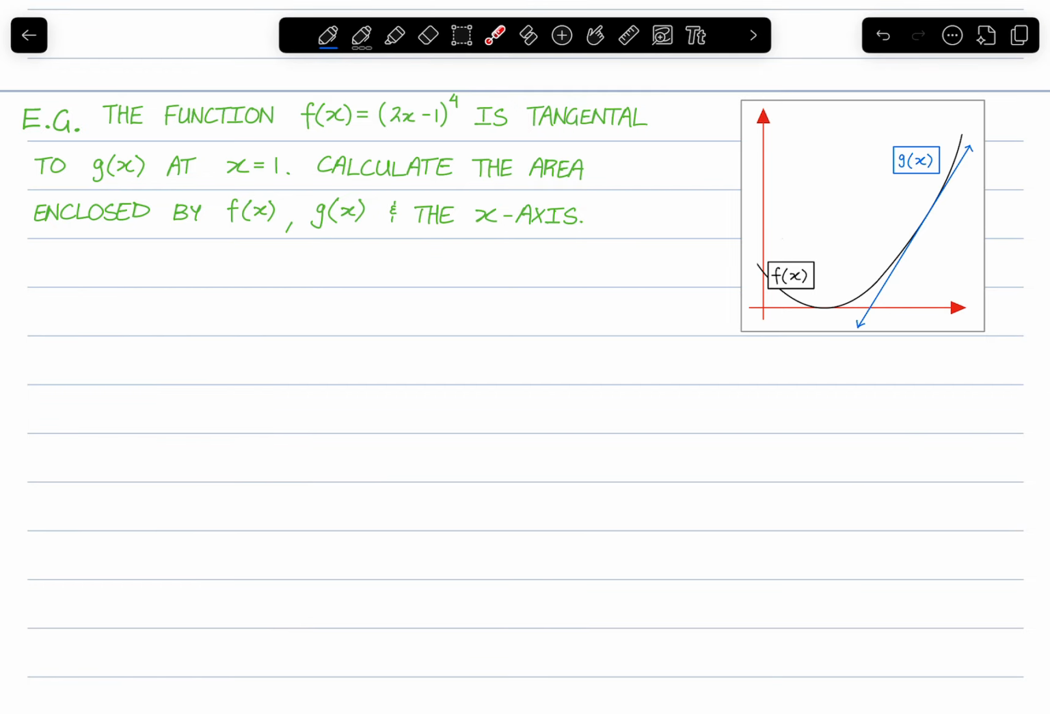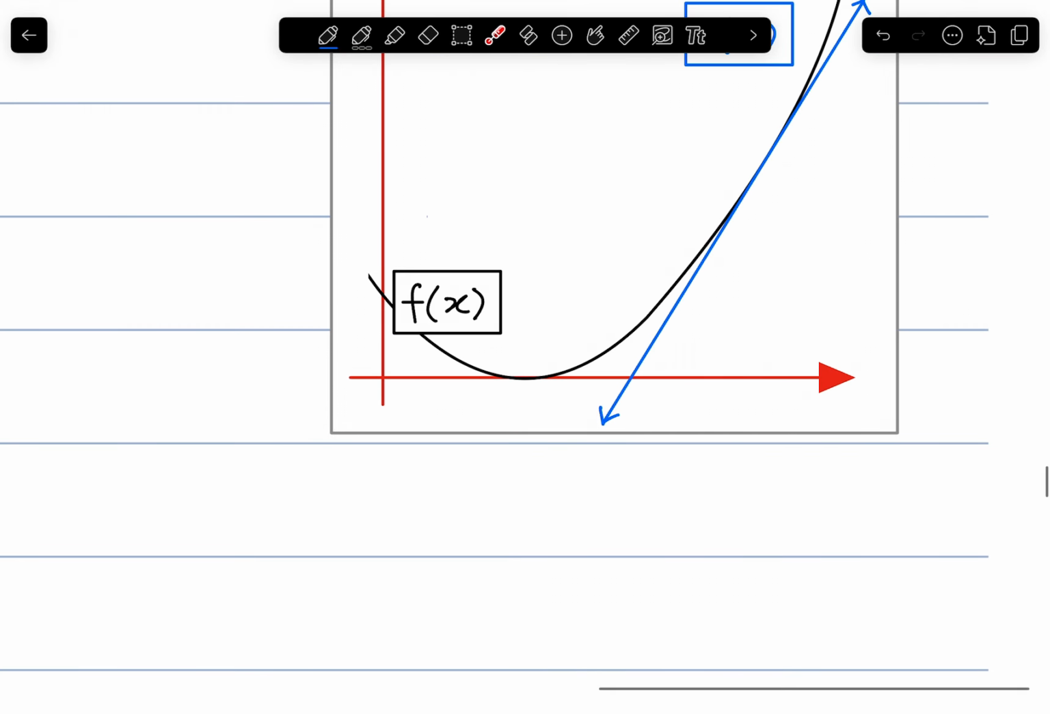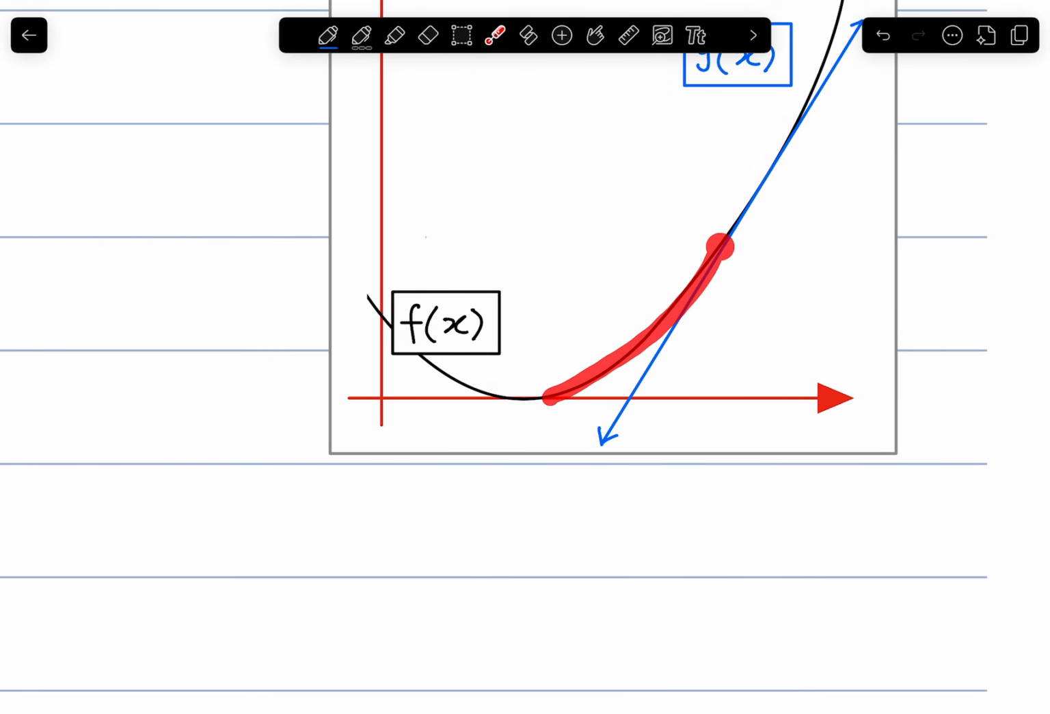So we have a function f of x stated that it is tangential, meaning it's a tangent to g of x at x equals 1. Calculate the area enclosed by f of x, g of x, and the x-axis. So first, we need to try and figure out which area we are actually trying to calculate. And it's actually this area here.